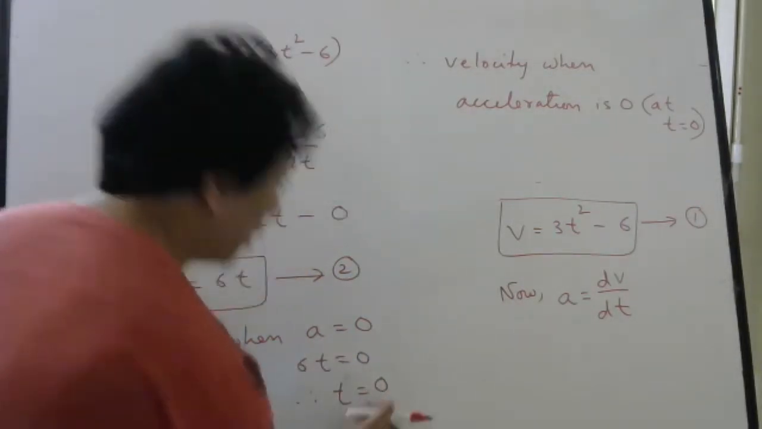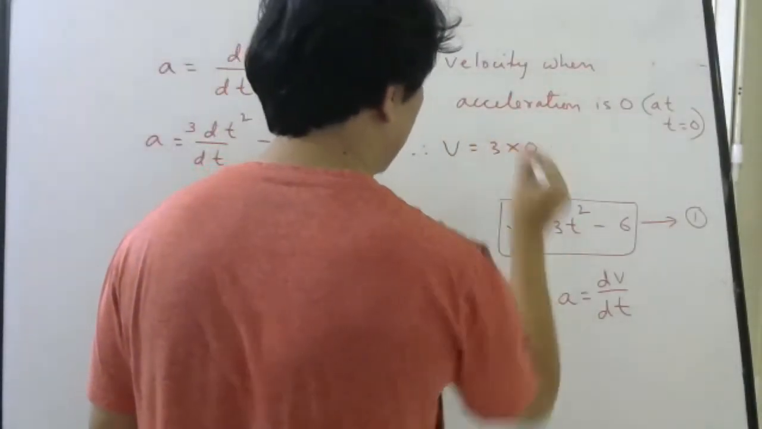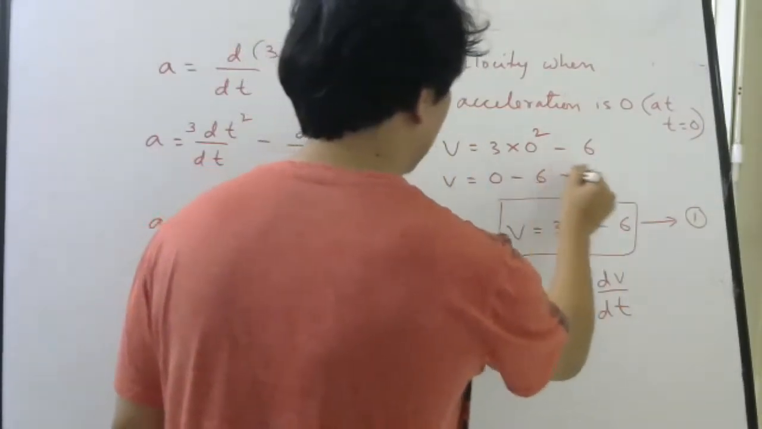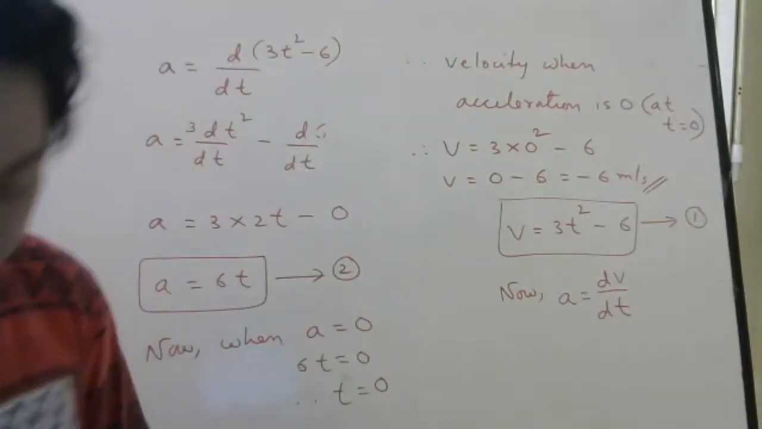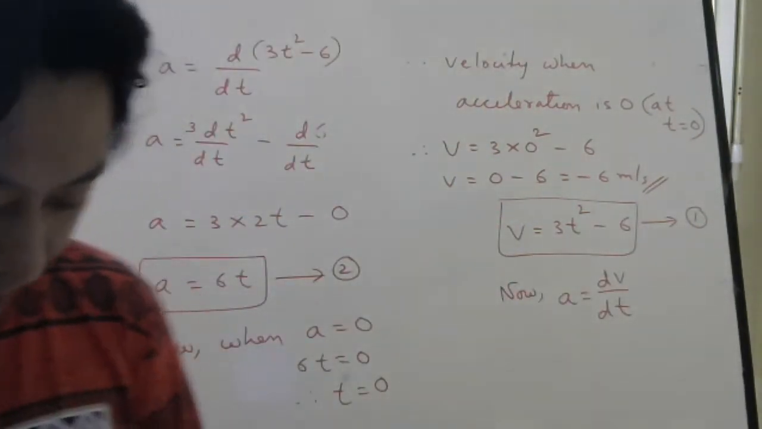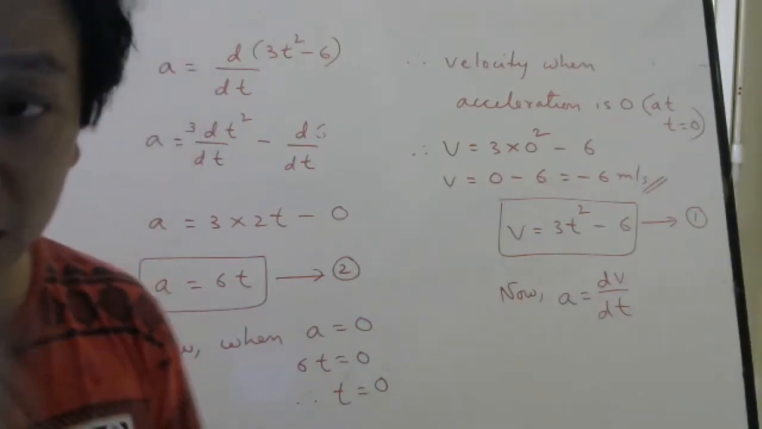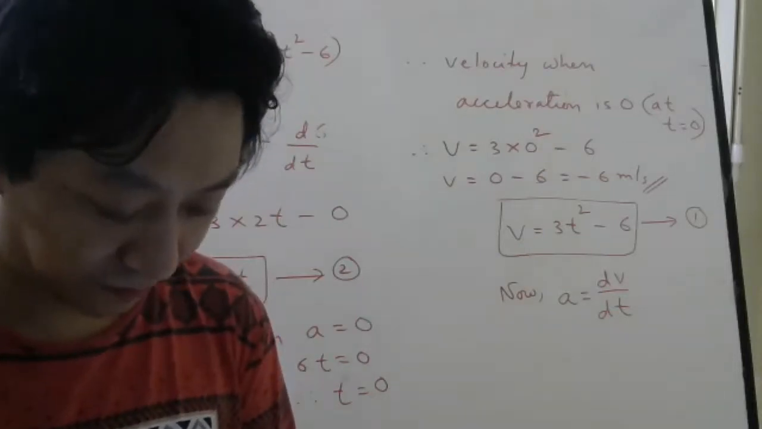So at that moment, what will be the velocity? 3 into 0 square minus 6. 0 minus 6, which is minus 6 meter per second. So that is your answer. A similar question is there in your home exercise. Immediately you should do it after the class. Otherwise you will get confused.